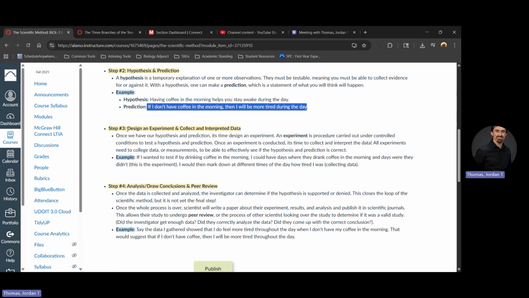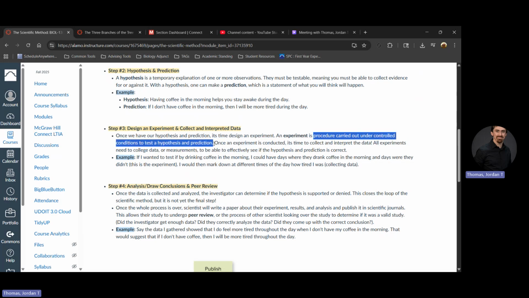Now we move on to step 3. Design an experiment and collect and interpret data. So once we have a hypothesis, once we have a prediction, it's time to actually test it. And we do that through an experiment, which is a procedure carried out under controlled conditions to test a hypothesis and prediction. So we need a way to test, is my hypothesis and is my prediction true or not?